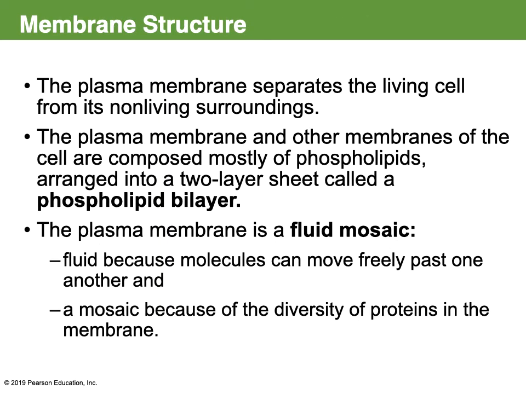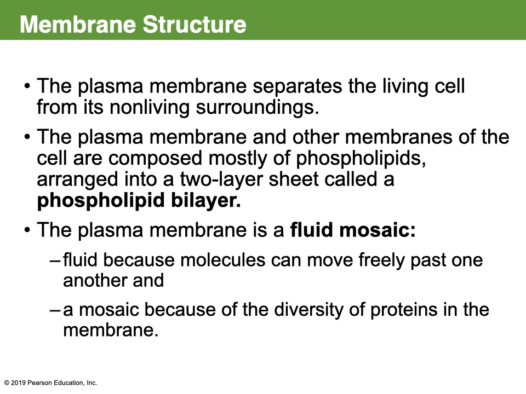All right, then. So, membrane structure, right? This is something that we see in prokaryotes and eukaryotes. Everybody's got a membrane, right? So the plasma membrane is what separates the living cell from its non-living surroundings. That plasma membrane and other membranes of the cell are composed mostly of phospholipids, arranged in a two-layer sheet called a phospholipid bilayer. So the neat thing about this is that it's a fluid mosaic.